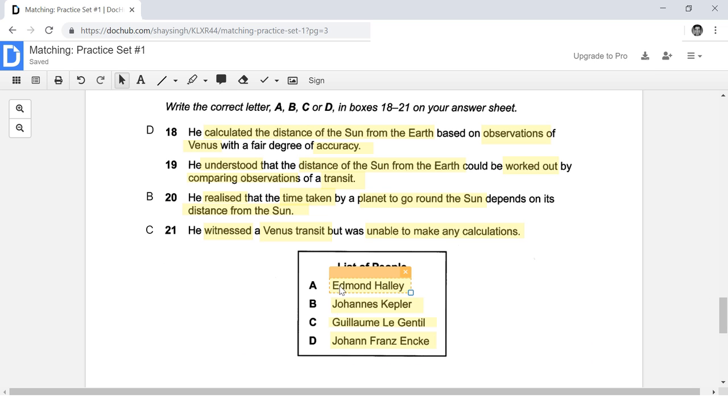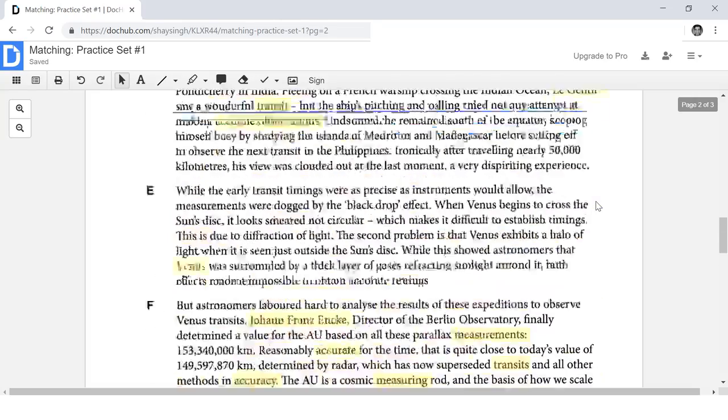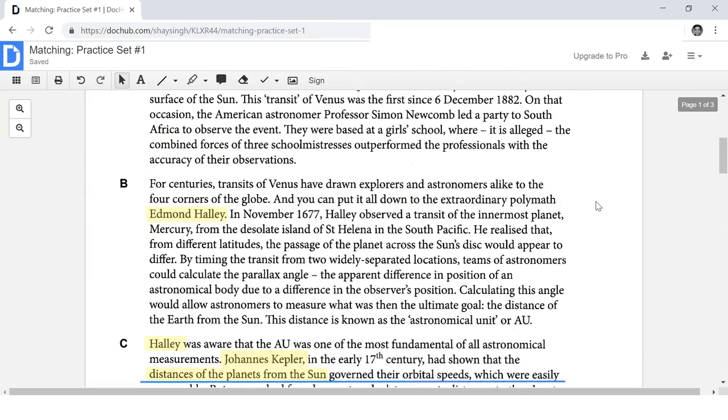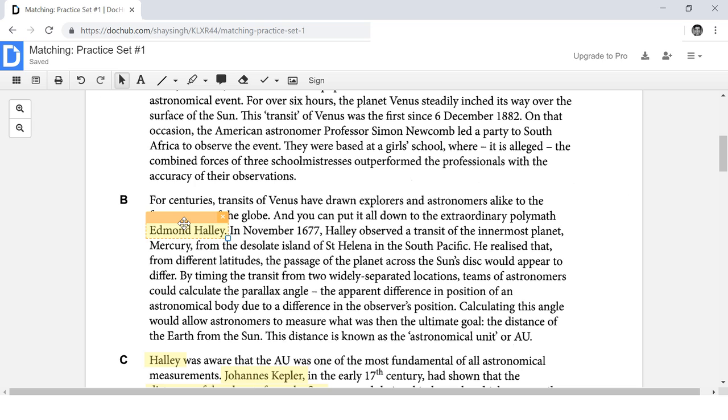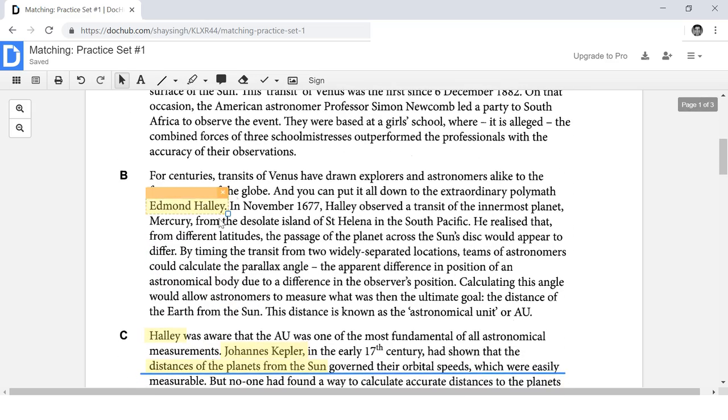The answer is probably going to be A, Edmund Halley, but let's go ahead and make sure anyways. Let's make sure that that is in fact the correct answer. So here it says Edmund Halley. This is where it first appears in the reading passage. So let's read this sentence. And you can put it all down to the extraordinary polymath Edmund Halley. In November 1677, Halley observed a transit of the innermost planet Mercury from the desolate island of St. Helena. He realized that from different latitudes, the passage of the planet across the sun's disk would appear to differ.